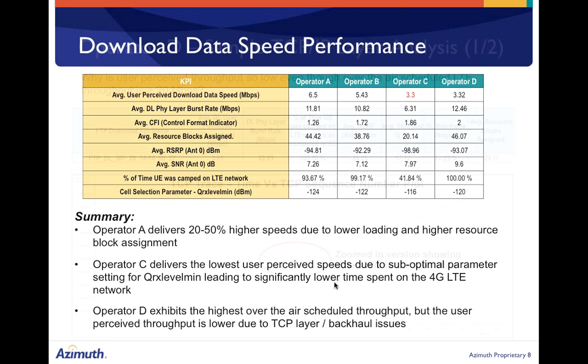But to summarize the slide, as you can see, operator A was the best operator. It was helped by the fact that it had relatively less loading compared to any of the other operators. Operator C and D were the worst operators among the four operators. Operator C was limited by the fact that it was spending relatively less time on the 4G network, which was related to the suboptimal setting for QRxLevMin, as well as deploying lower bandwidth LTE carriers. And operator D was also one of the worst operators, but the problems there were different from physical layer problems, and that's why we are moving next.